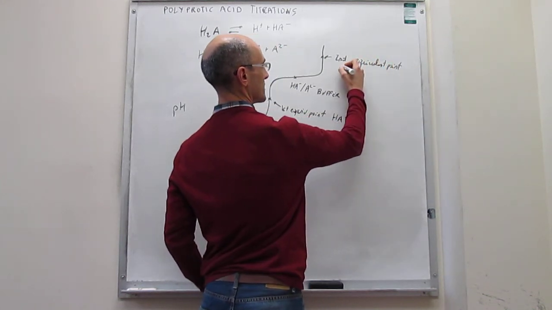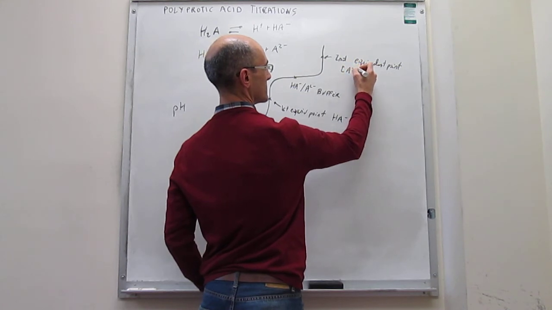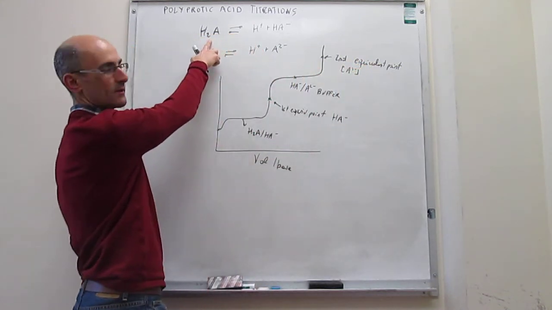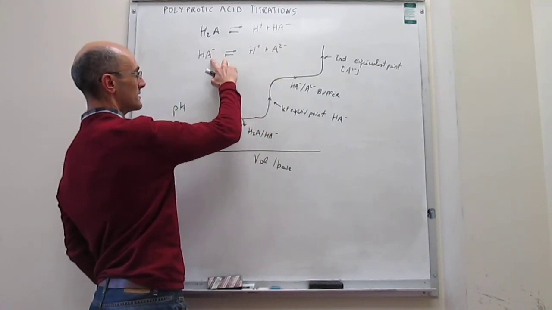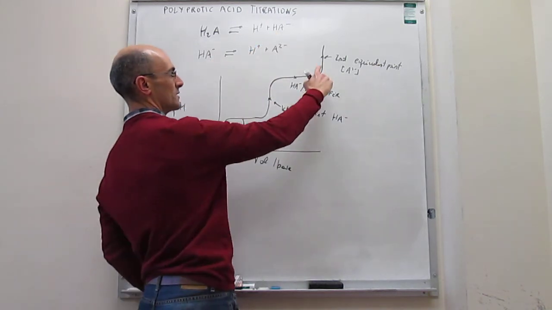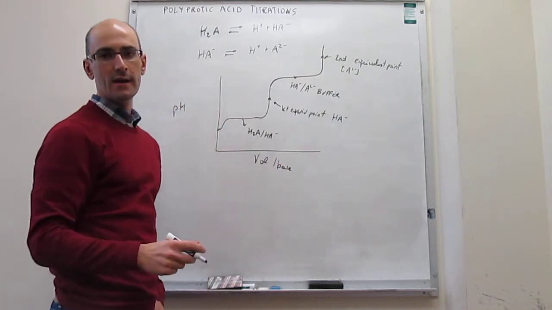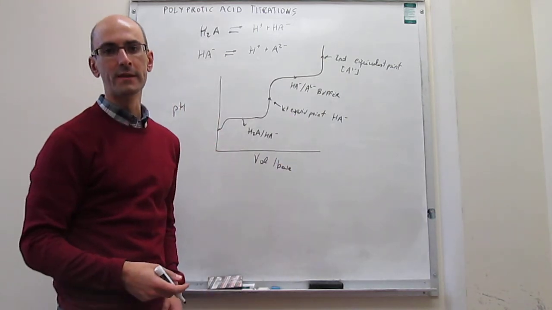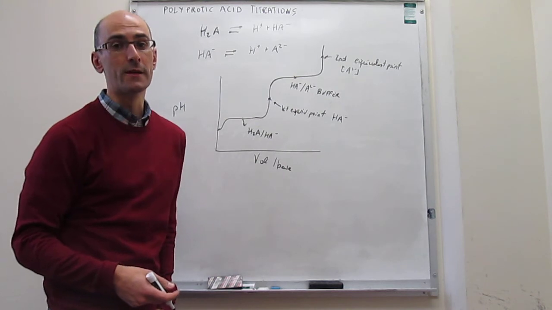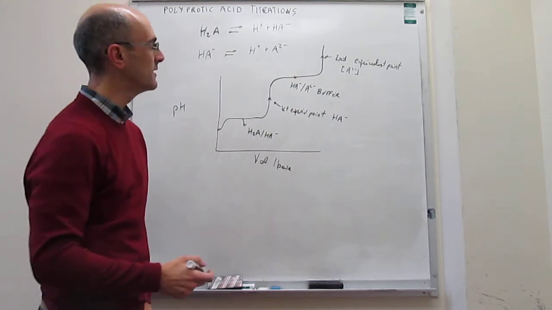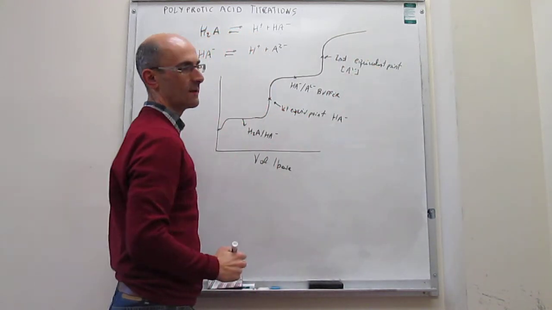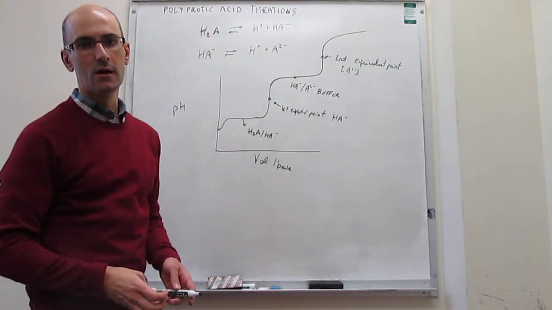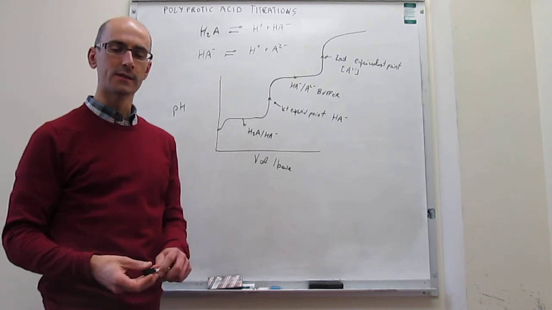At this point, what you actually have in solution is mostly A2-. All of the acid has been consumed. That is what happens at the first equivalence point. Then all of this acid has also been consumed. That is what happens at the second equivalence point. From there on, the dominant species in solution would be A2-. You keep adding base, and eventually you will get to the asymptotic limit, where the pH will be the pH of the base that you're using to titrate.